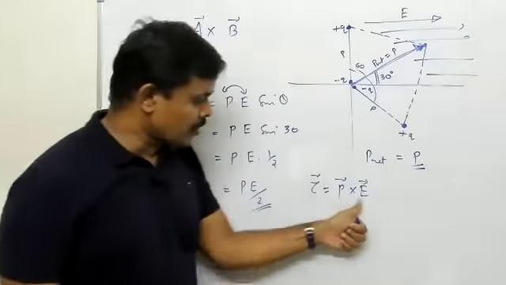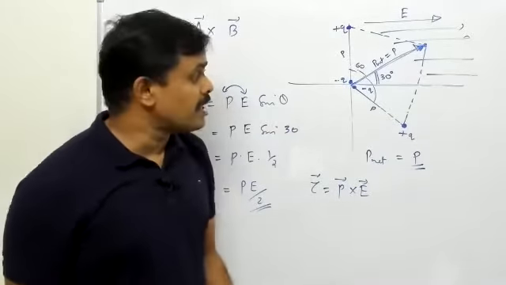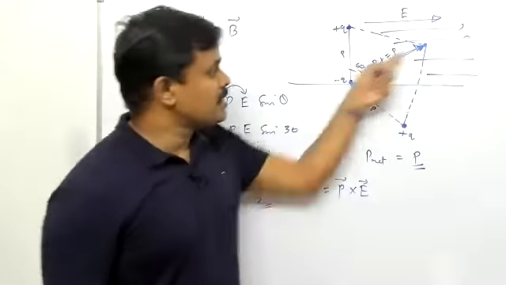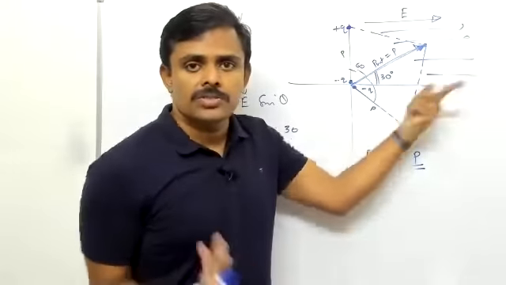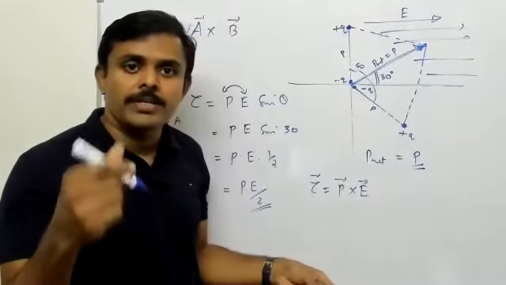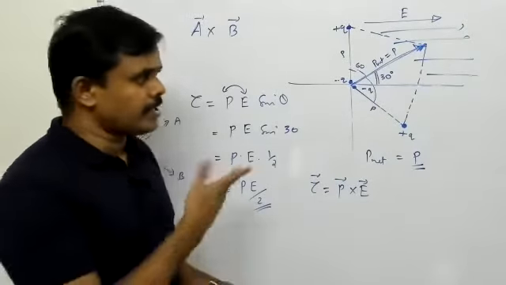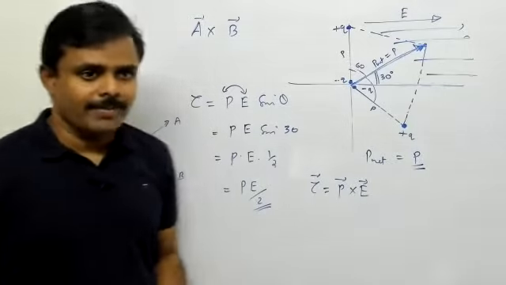Similarly, P cross E, the torque, is perpendicular to both P and E. Where is P? Where is E? P is here, E is here. So where is P cross E? Into the board. When you write it, it should be into the paper. I'm repeating because you are writing on a paper and I'm writing on a board. That's the difference.